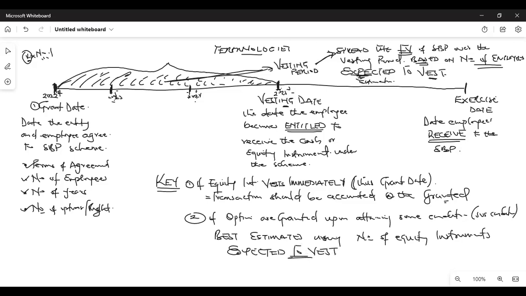So the key things are the fair value, the vesting period, then the number of employees expected to vest. Here, the number of years is the vesting period, then the number of options that will be vested, the number of employees who will be vesting the options. So these are the 3 key things that I'm talking about. All right, but let me quickly deal with the fair value.